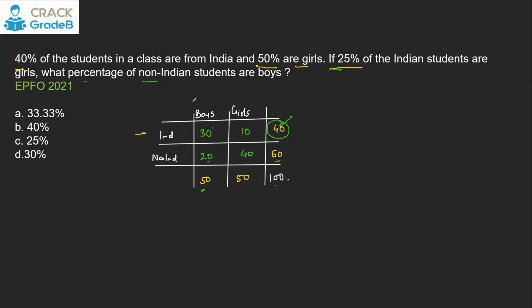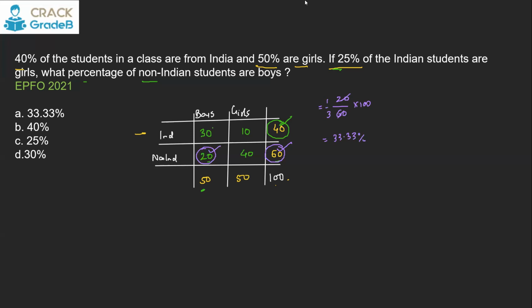And then we'll see what they are exactly asking. They are asking, what percent of non-Indian students are boys? So there are a total of 60 non-Indian students, out of which 20 are boys. So they are asking, this number is what percent of this number? How do you solve this? 20 is what percent of 60? And you know it is 1/3. If you solve 100 by 3, it is 33.33%. Easy?